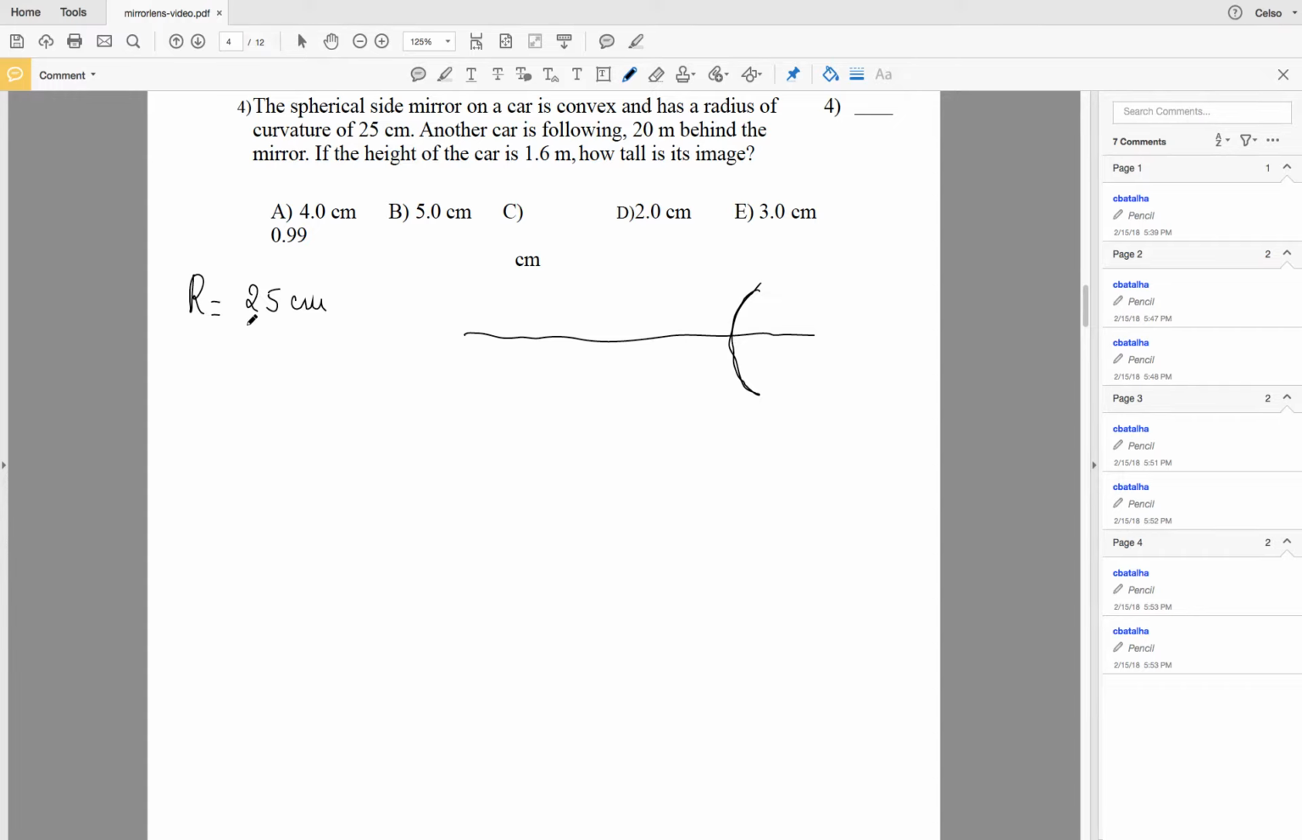So right there, what I did here is correct. Writing the radius as 25 centimeters, is that correct? No, something is wrong. What is it? Sign. So the object, which is the other car, is right here. So we have a car right there. And the car is 20 meters behind. So we have the mirror here, right? And you have a car that's 20 meters over there. Okay. So the focal length of this mirror is negative 12.5 centimeters.